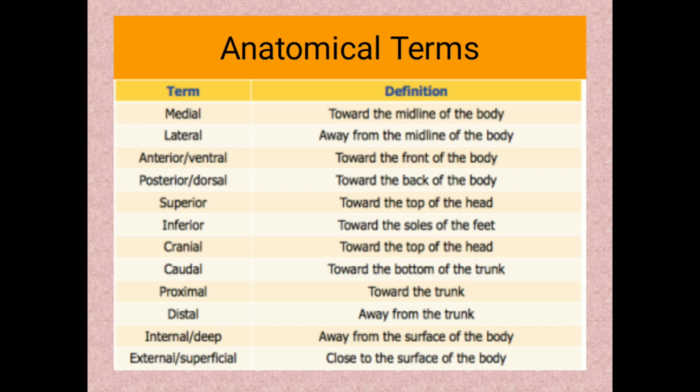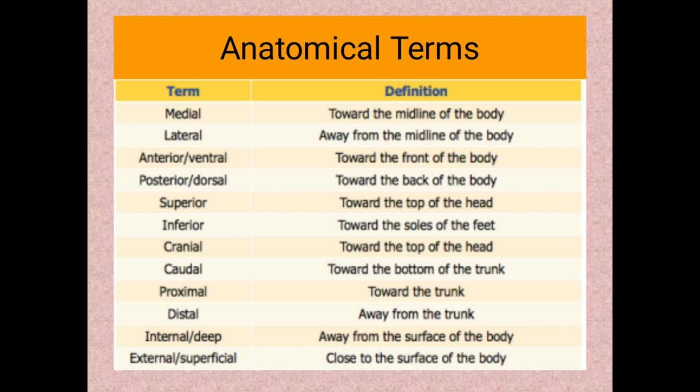Next is proximal. Proximal means towards the trunk, that is, trunk means body. Okay, so proximal means anything that is towards the body, that is near to the body. And distal means anything that is away from the body or trunk is known as distal, away from the body.